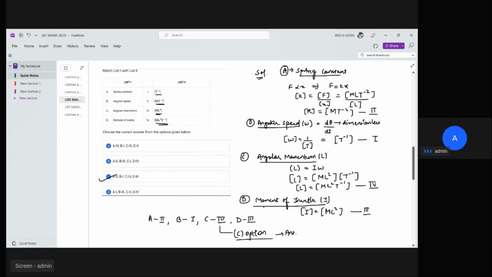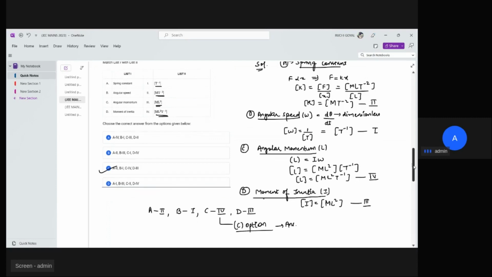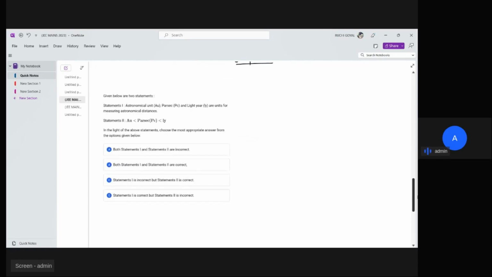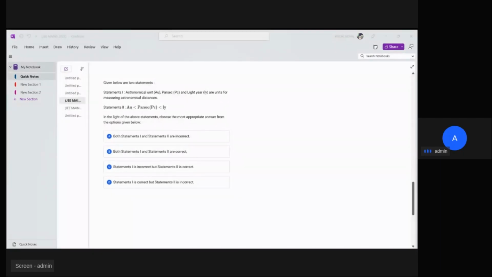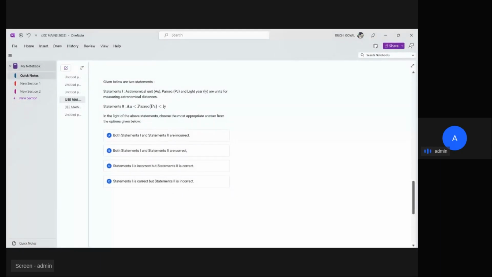Okay. These are very simple questions. You can solve easily if you know the dimensions, that is, how to solve the dimensions. Right? Let us move to the next question. Have you understood the previous question? Is there any doubt? Okay.